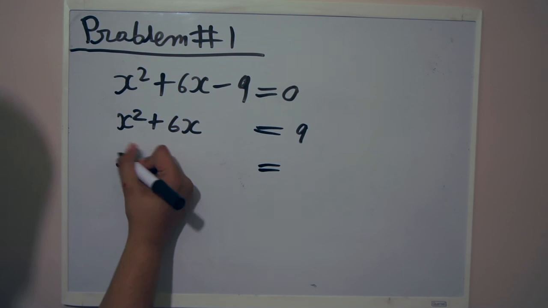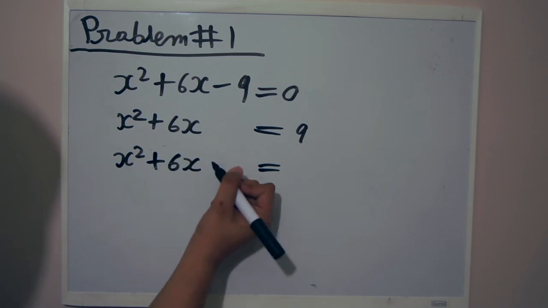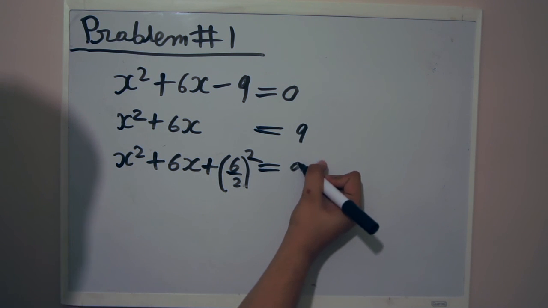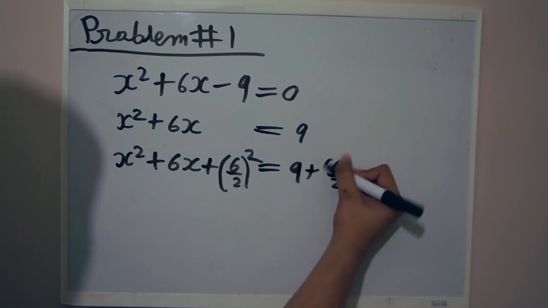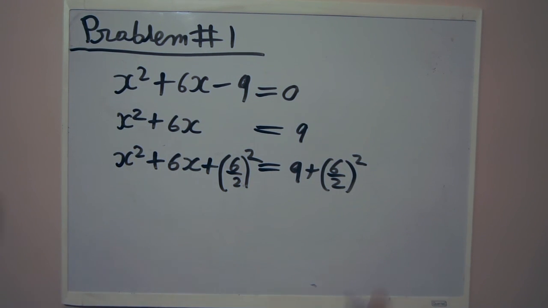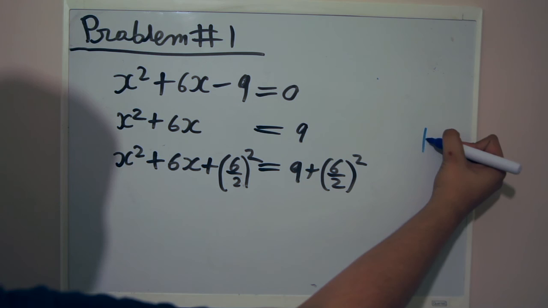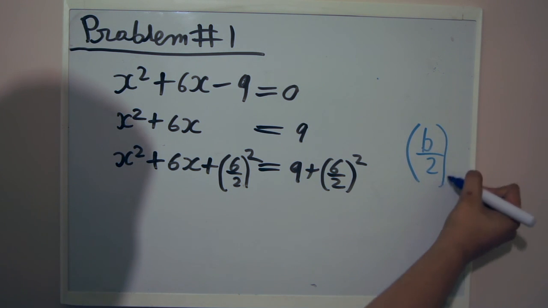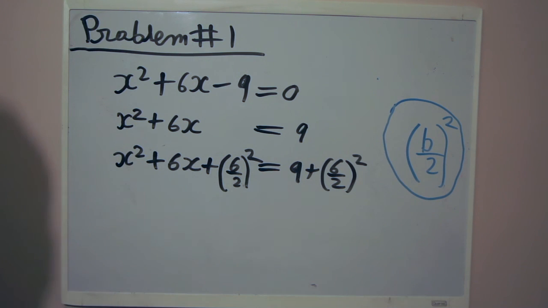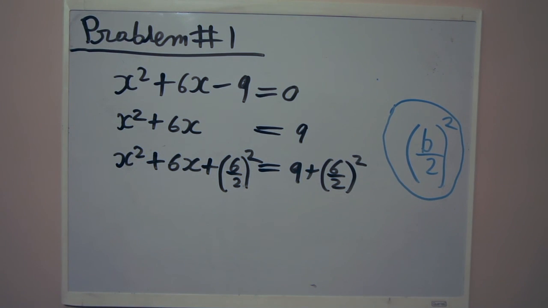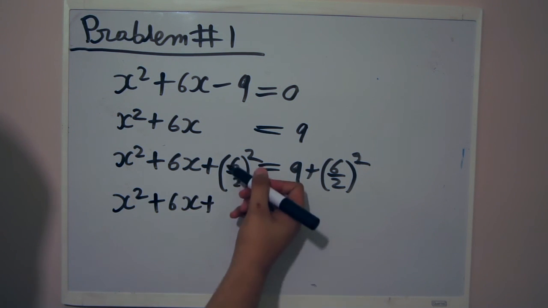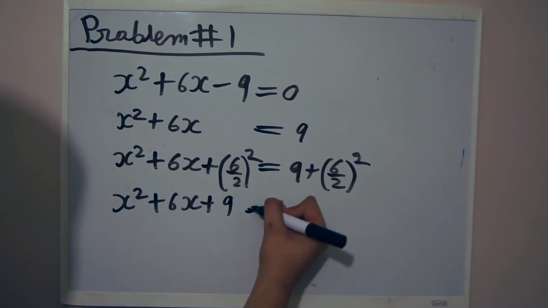Now what we're going to do with that empty space is add 6 divided by 2 whole square, and we're going to add 6 divided by 2 whole square on the other side as well. The reason we do this is because in completing the square, the step we take is to add b divided by 2 whole square, b being the middle term, to both sides. This then simplifies down to x squared plus 6x plus 9 is equal to 9 plus 9, which is 18.